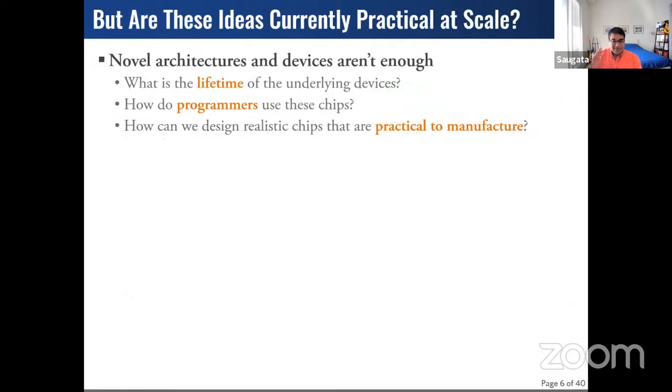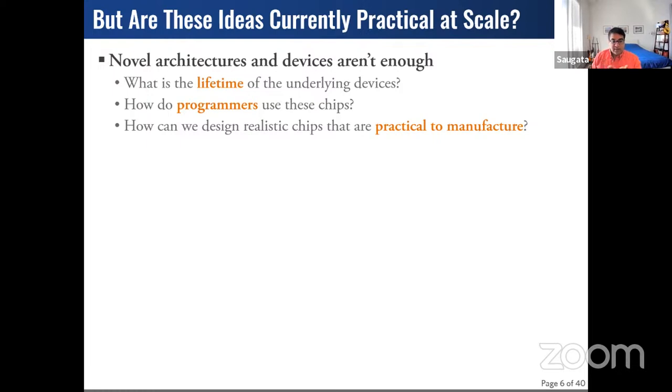And this is actually out of the very next thing I want to talk about, right? These ideas are really cool. We have prototypes for them, but are these practical at scale? These are all ultimately prototypes and early products. But as you saw, there are many applications that can benefit from this. So why aren't we using them for all these applications? I think there are a number of questions that we have to answer. As we're doing processing in memory, and particularly if we're doing something like PUM, we have to think about lifetimes of devices.